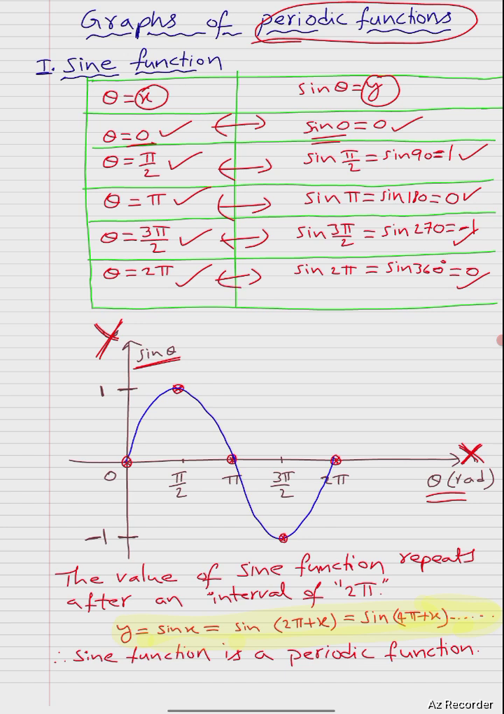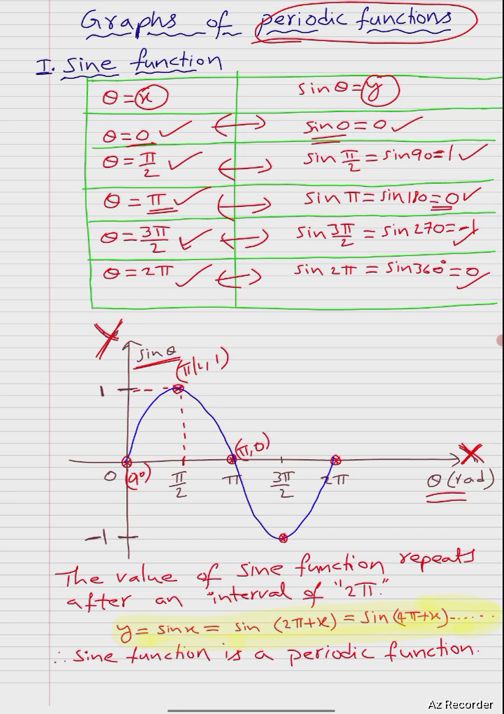Now 0 comma 0 starts here. Next pi by 2 comma 1. So here is pi by 2 and here is 1, pi by 2 comma 1. Now the third coordinate is pi comma 0. Here is pi comma 0. X coordinate is pi, y coordinate is 0.